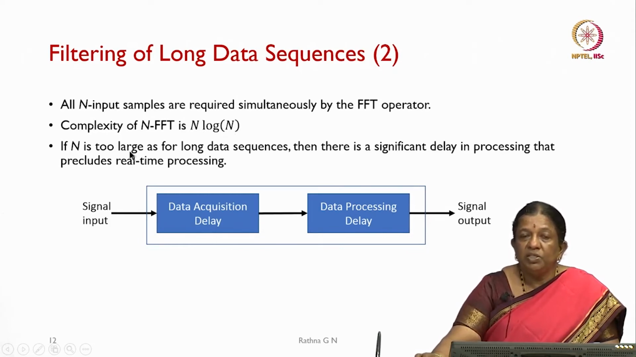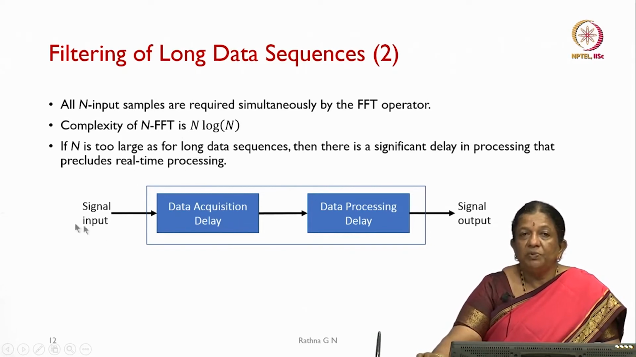If n is too large, as for long data sequences, then there is a significant delay in processing that precludes our real time processing. That is, we are going to have a time constraint, because we do not know the length of the signal which is going to come continuously in real time. So, how are we going to take care of this? We cannot have it as long as we want.